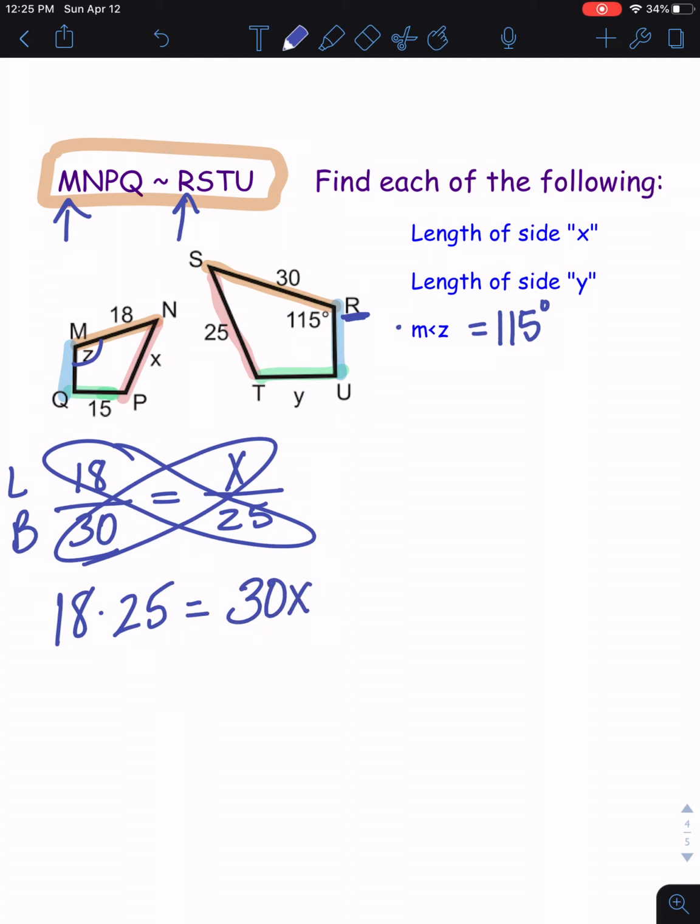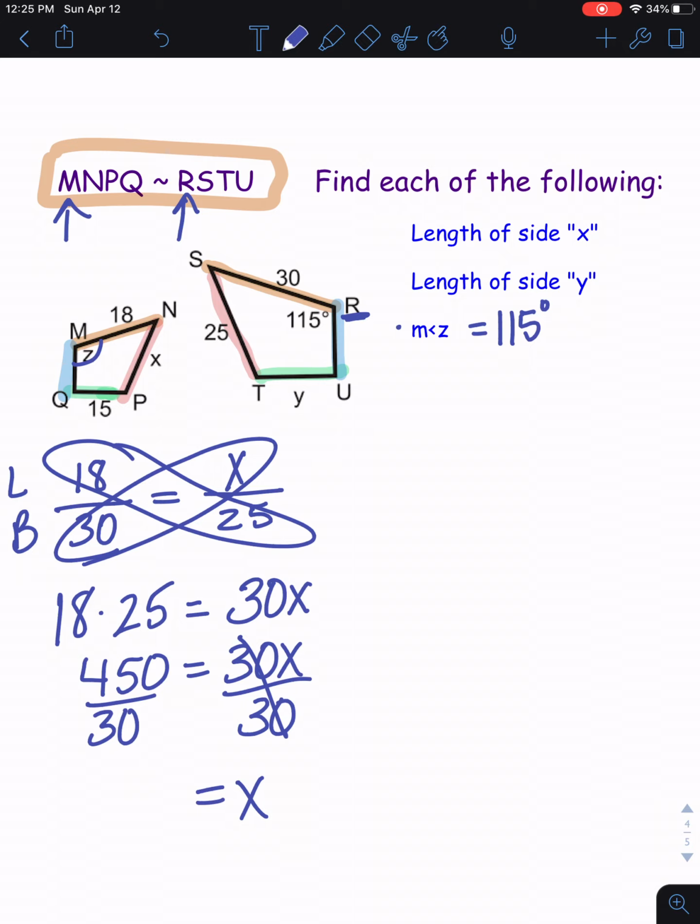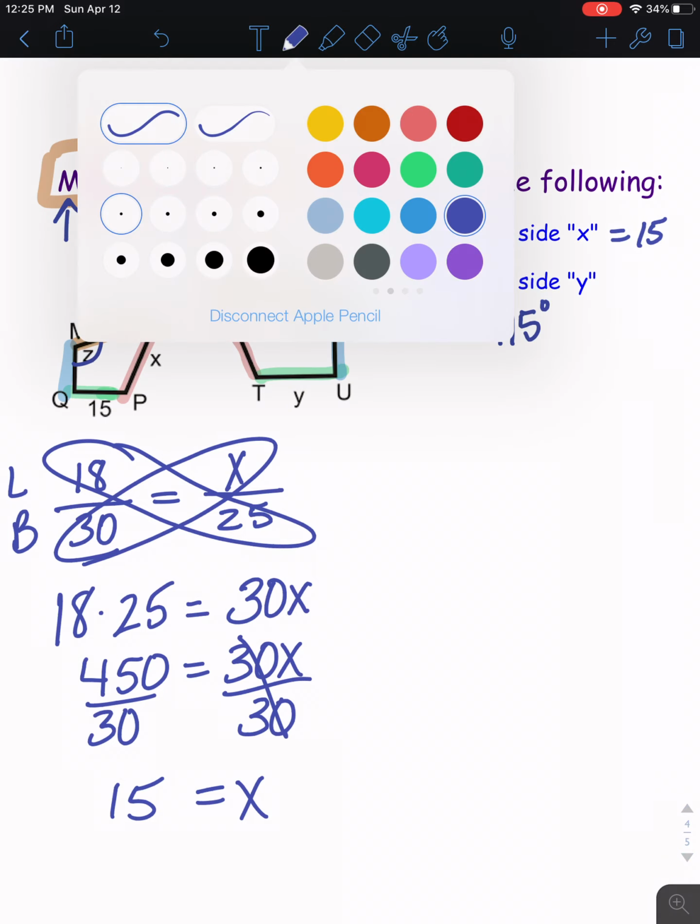So I'm going to multiply 18 times 25 to get 450. And then my last step to solve this simple equation is to use inverse operations. So I'm going to divide both sides by 30, because 30 over 30 is 1. 1 times X is X. And 450 divided by 30 is 15. So the length of side X is a measurement of 15.